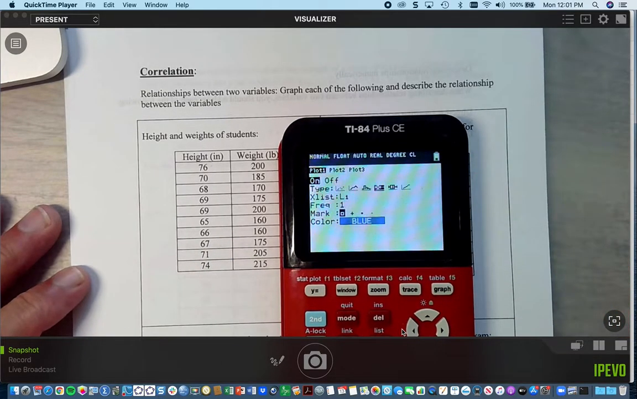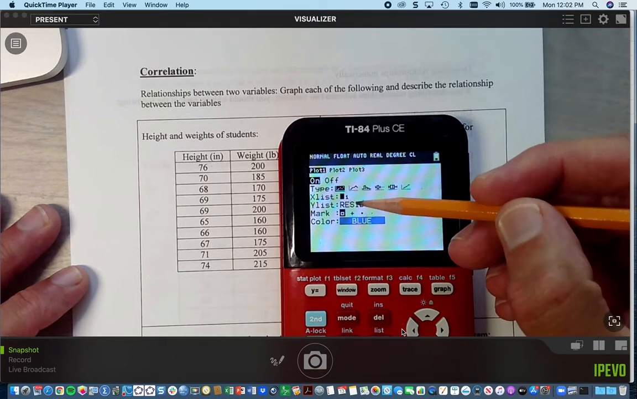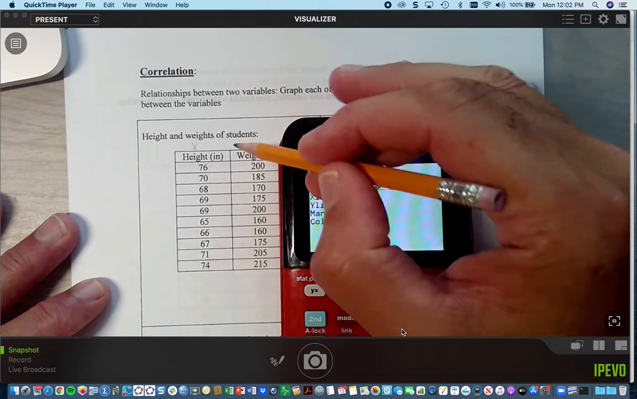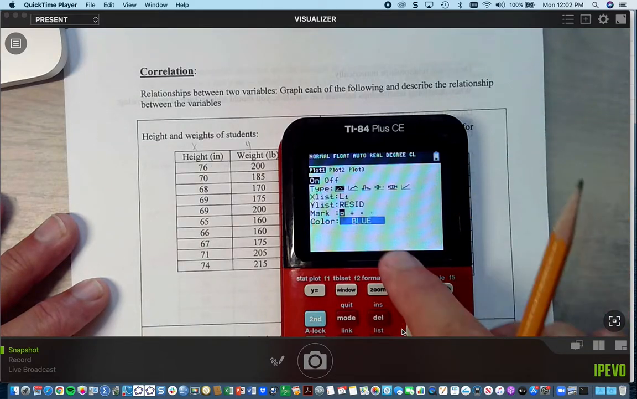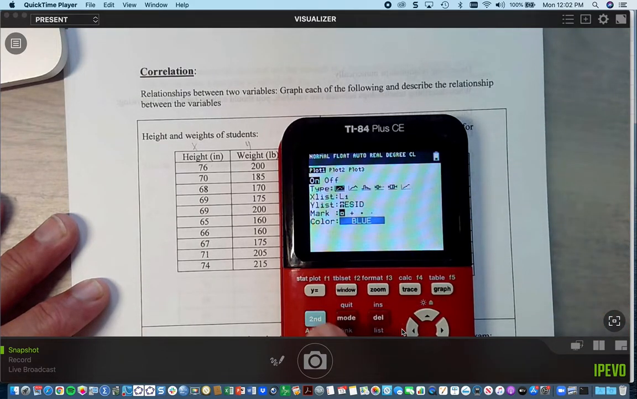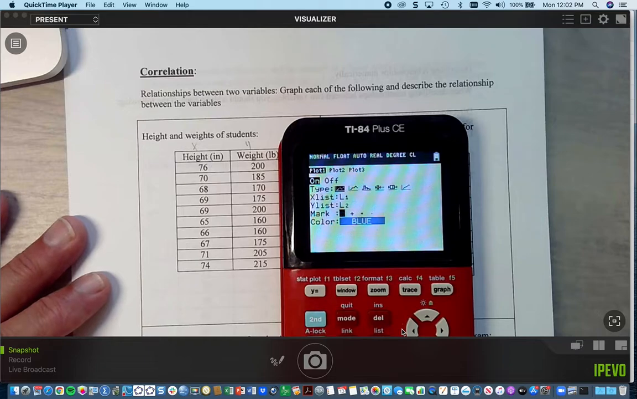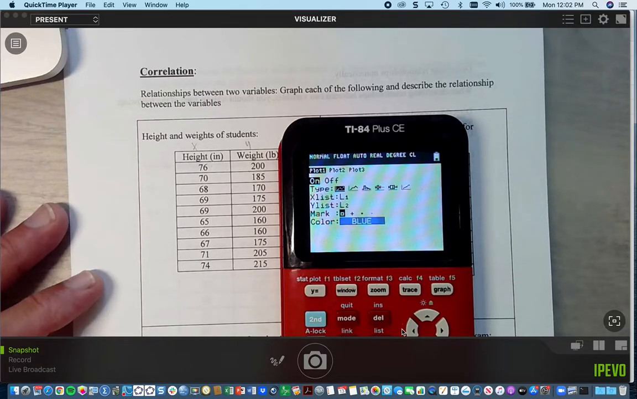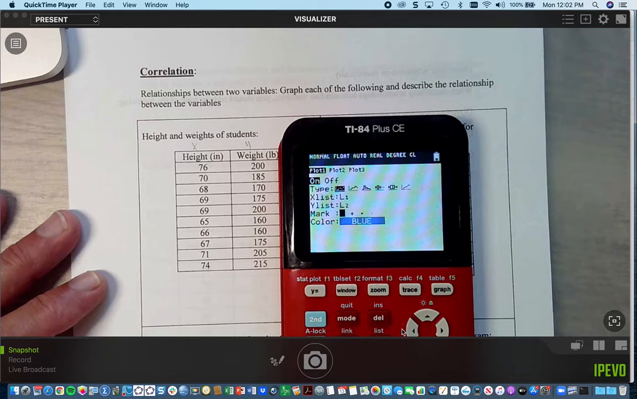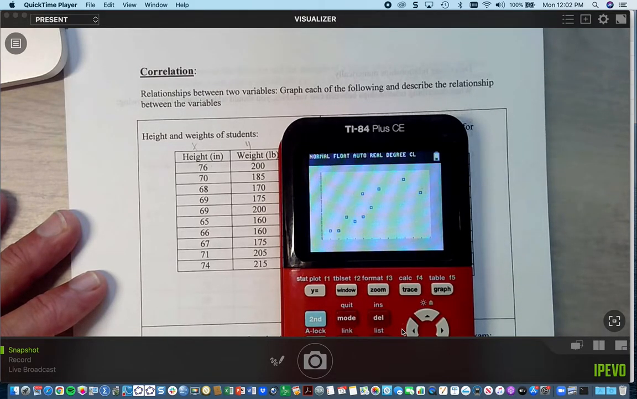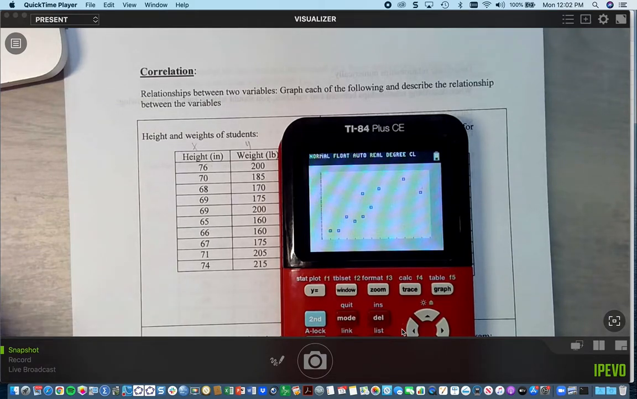So I'm going to select that one, and it's going to ask me, what is the x list? It seems like it would make sense for me to call this x and we'll call this y. So the x list is list 1 and the y list is list 2. Then I can pick down here what kind of symbol I want to use as my points in the plane, and since I've only got 10 points, this little square works out pretty nice. Once I get that set up, I can just hit zoom and then number 9, and I get something that looks like that. A scatter plot.